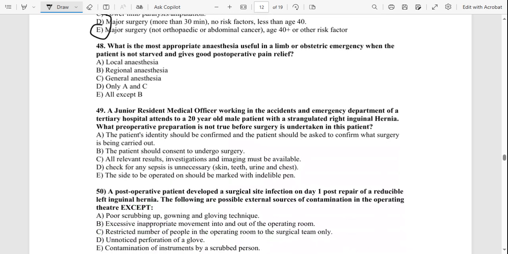Number 48 is saying, what is the most appropriate anesthesia useful in a limb or obstetric emergency when the patient is not starved and gives good postoperative pain relief? Local, general, regional, only A and C, or except B. What do you think on this one?